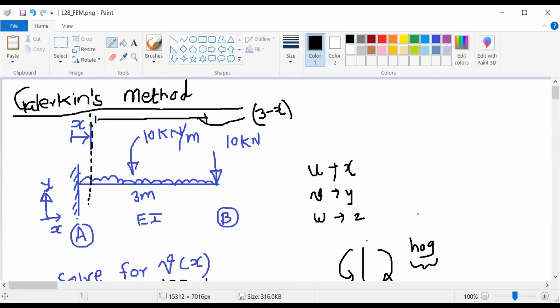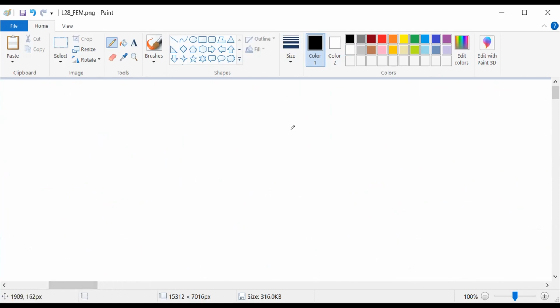So with this remark, let us stop today's interaction. I encourage you to solve this problem completely on your own as practice.